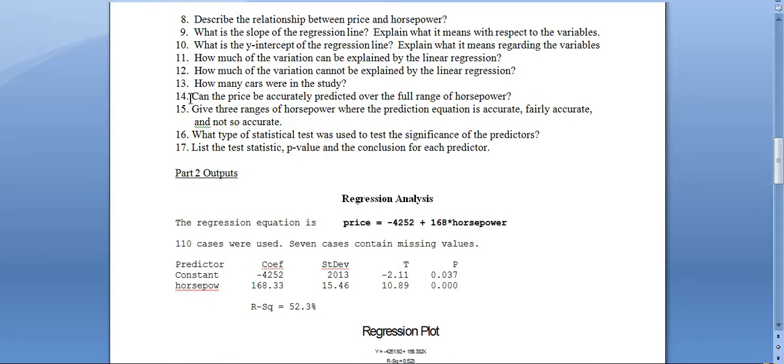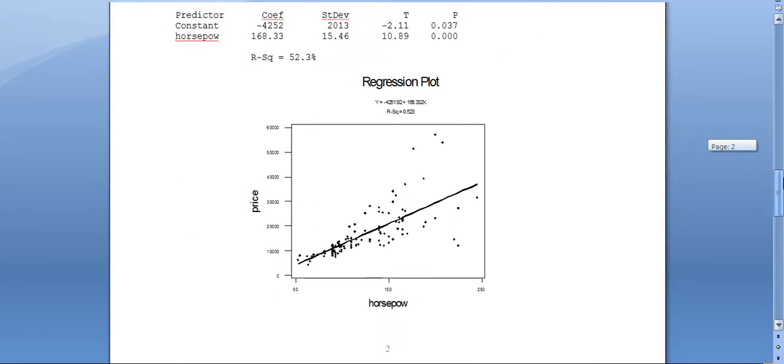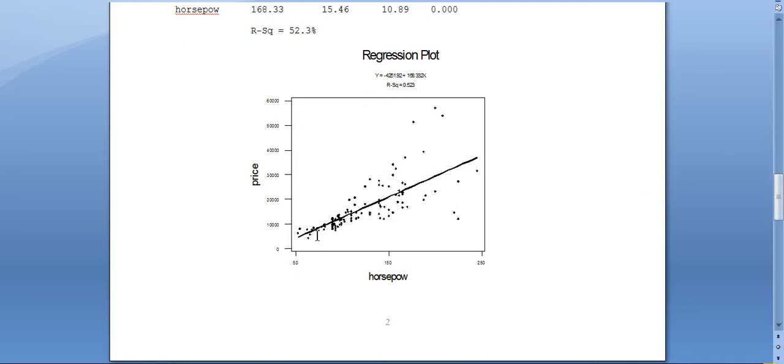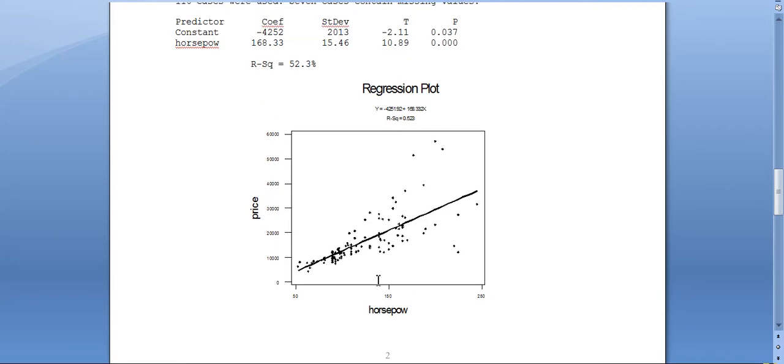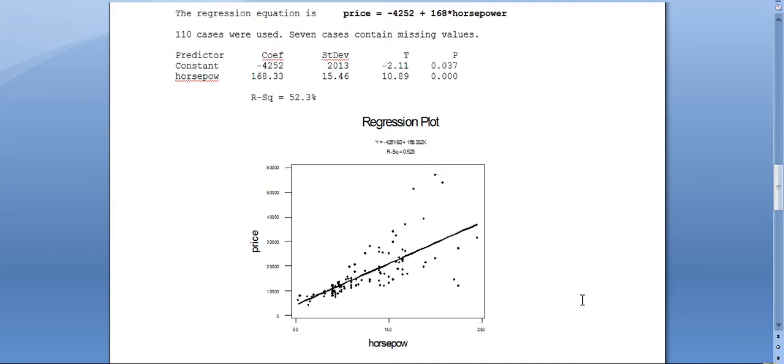And for example, let's look at one more. Can the price be accurately predicted over the full range? Now we'll go down here and look at the picture, and I can see that the points are very tight to the line right here. So that would be a good predictor. They're kind of scattered more here, so in this range of horsepower they're not quite so good, but this part back here, you'll see the points aren't very close to the line at all, so that's not very good. So we want to create some ranges under horsepower of where it's close, fairly close, or maybe not so close.